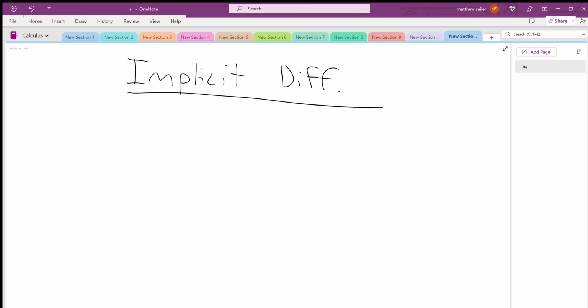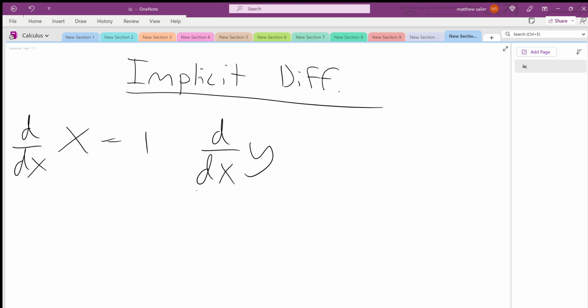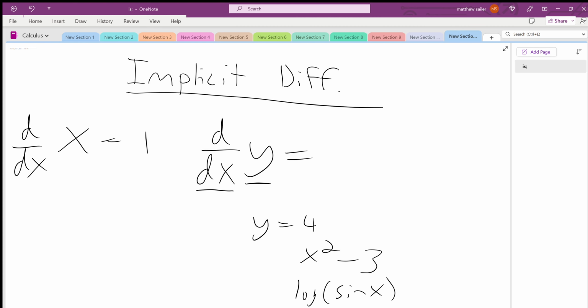So for example, if an equation has an x in it, and you take the derivative with respect to that, then you'll just get 1. If it has a y in it, and you take the derivative with respect to x of y, it's going to be something different. So we don't actually know what y is. Y could just be a constant. It could be x squared minus 3. It could be some crazy logarithm of sine of x. It could be anything. We don't know what that is at the moment.